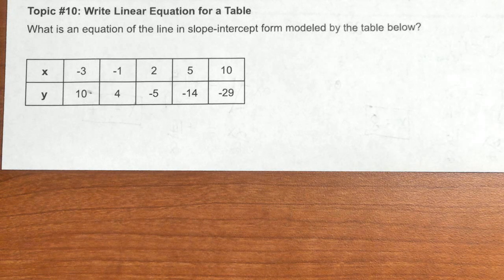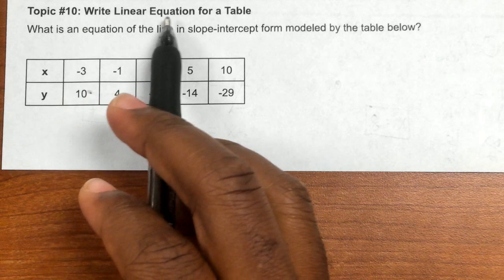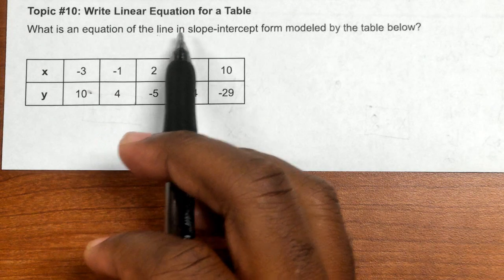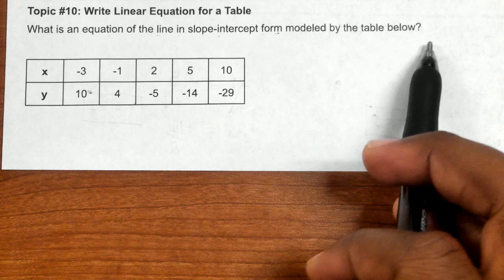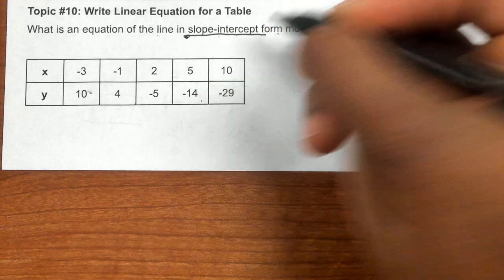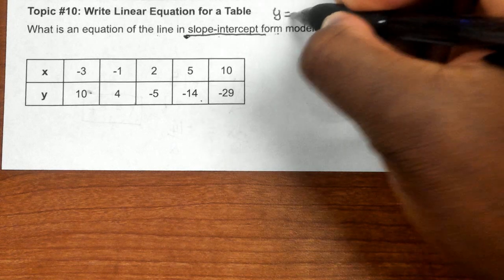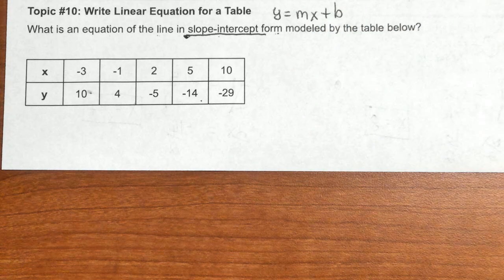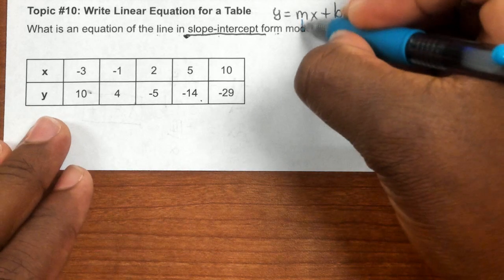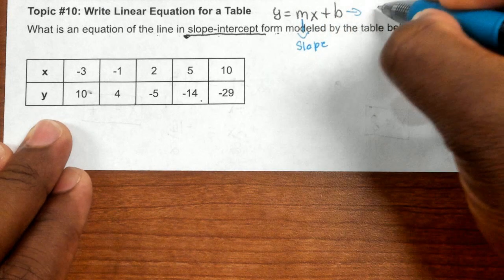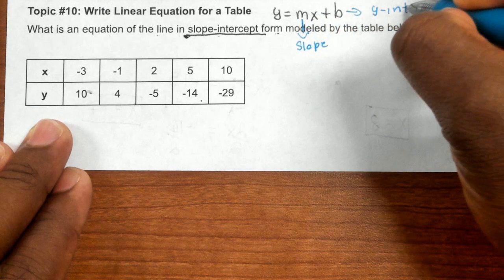Question number 10. We need to write the equation for a table. What is the equation of the line in slope-intercept form modeled by the table below? Slope-intercept form is essentially just y = mx + b, because y is your total, m is your slope, while b is your y-intercept.